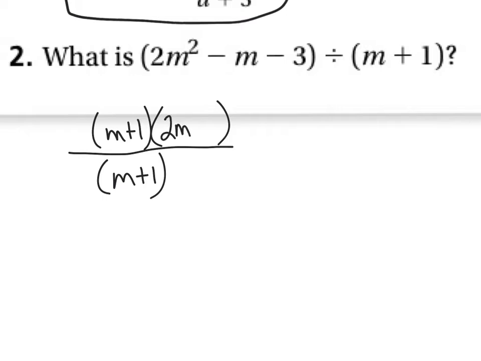So we need 2m times m to give us m squared. We got minus 3, so we need a positive and a negative. And to get 3, we need 1 times 3. So this would be minus 3m plus 2m gives us minus 1m, which is what we wanted. And so actually, the m plus 1s would cancel, and our answer would just be 2m minus 3.